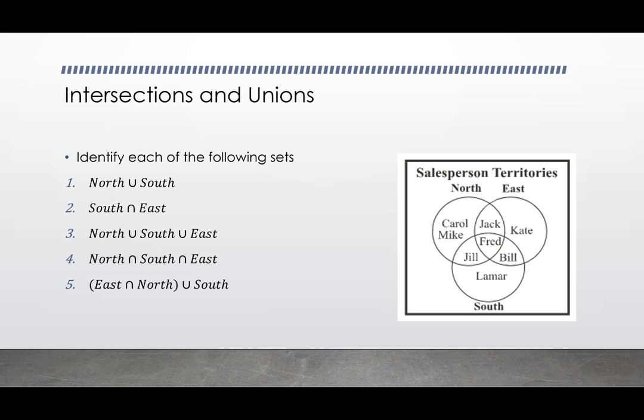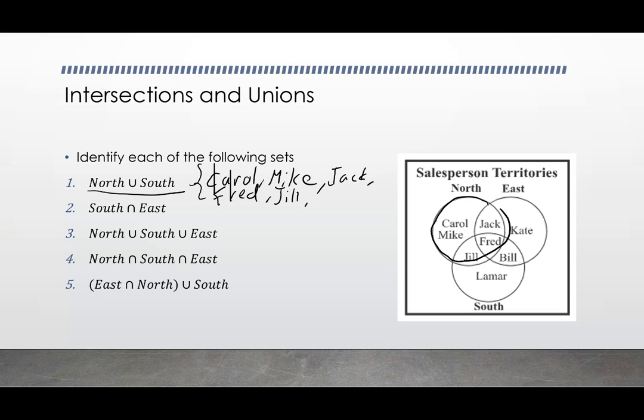One more, intersections and unions, but now pretty much the same thing with names. North union south. So everything in north combined with everything in south. Everything in north would be Carol, Mike, Jack, Fred, and Jill. That's all the ones in north combined with, because it's a union, all the ones in south. So south is Fred and Jill, which I already have, Bill, and Lamar. So that is the union of north and south, all of those names right there.